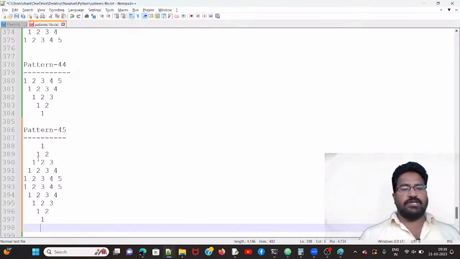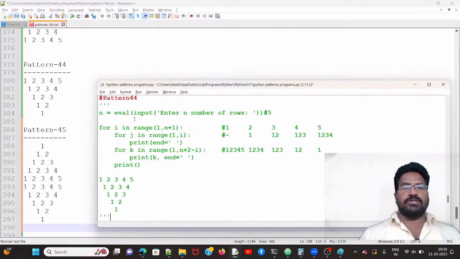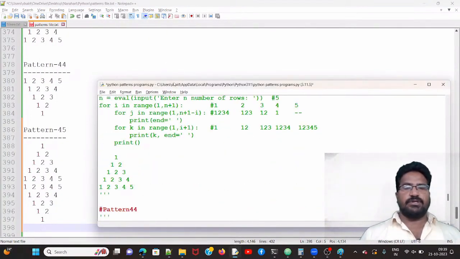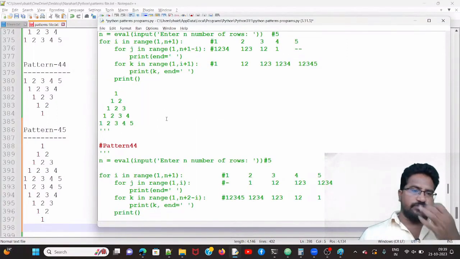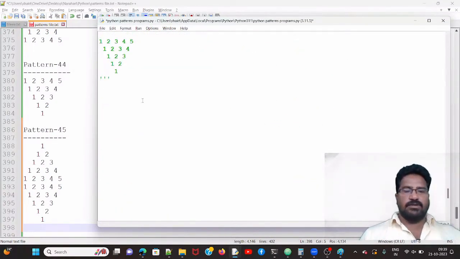This is what we try now. It is the same two programs, right? Programs 43 and 44. If you take both programs together, then it will come, right? So we'll take this as pattern 45.